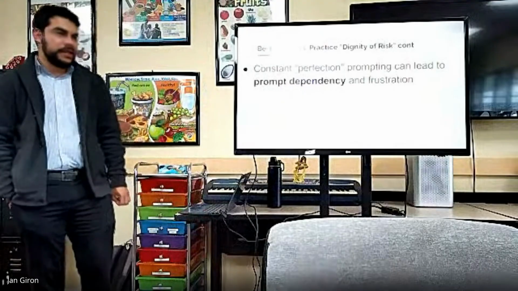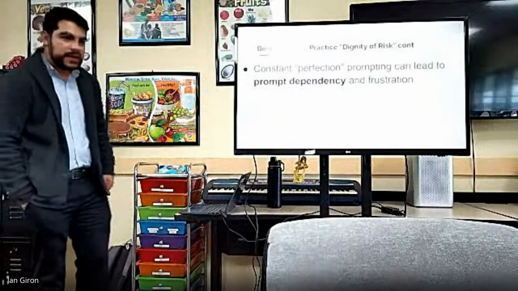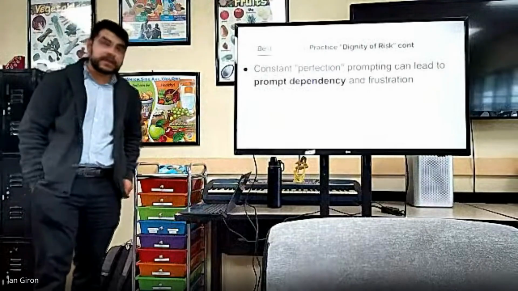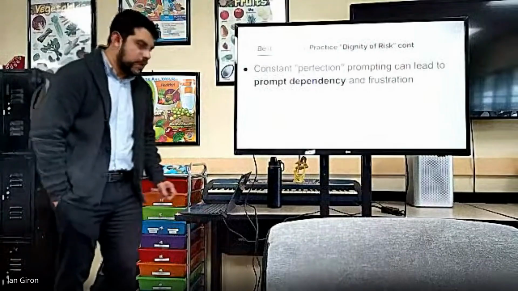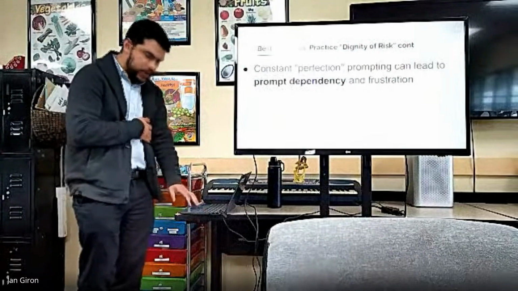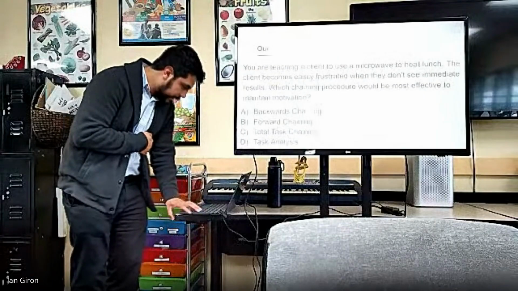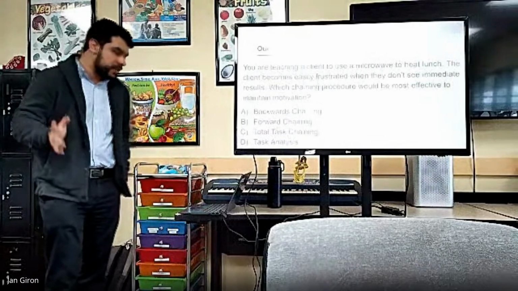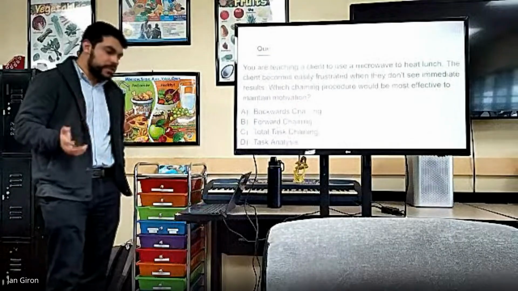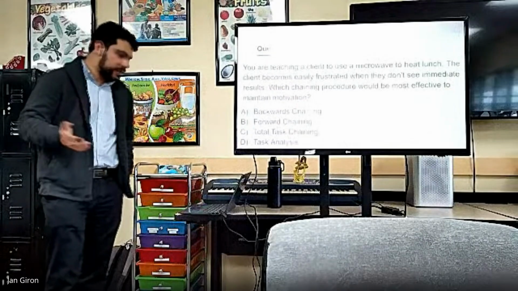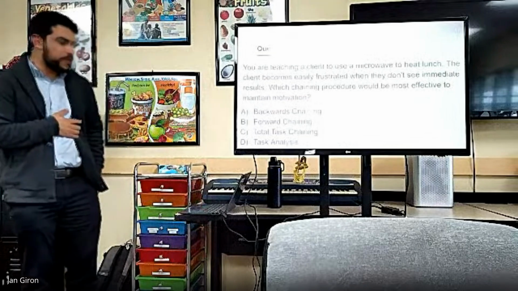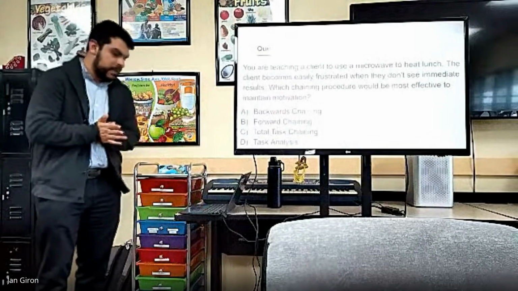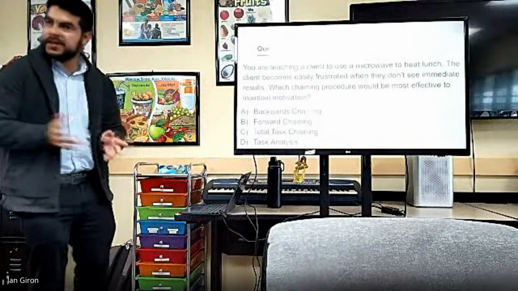Okay. So the questions I included here are a little less conceptual and theoretical. It's more us being able to apply it with the clients. Okay, you are teaching a client to use a microwave to heat their lunch. The client becomes easily frustrated when they don't immediately see the results. Which chain procedure would be most effective in this case? Backwards chaining here.